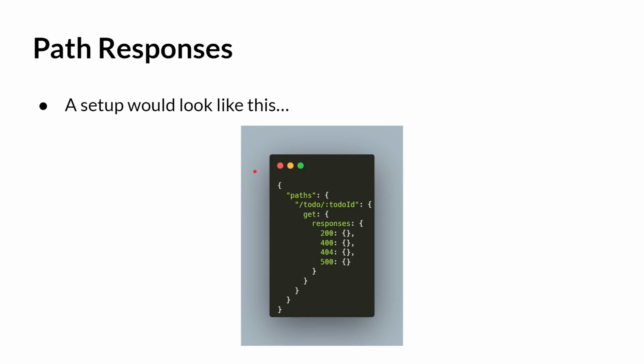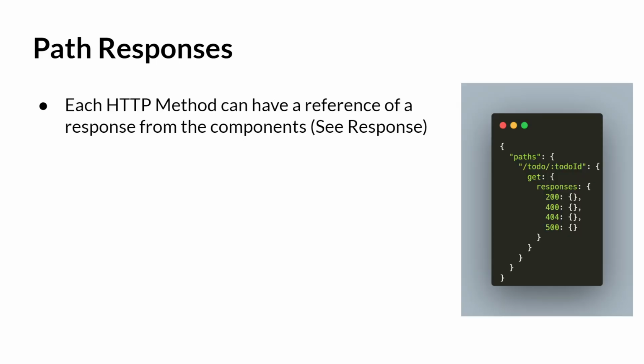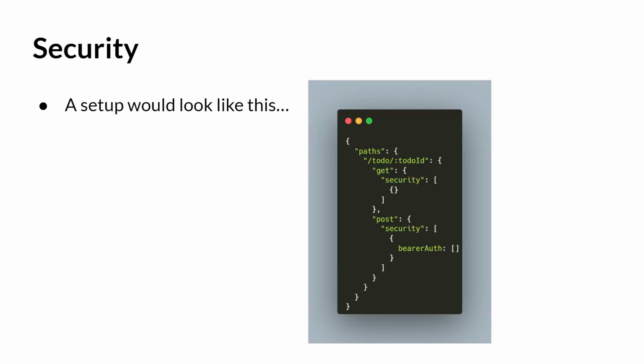So a setup for the path responses would look like this. Again, you have your key value pairs. The key is the HTTP code that will be the response, and then the object is a response object, which we can reference from the components, the response section.